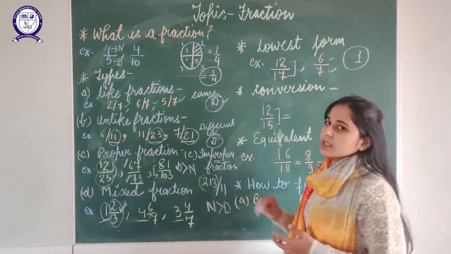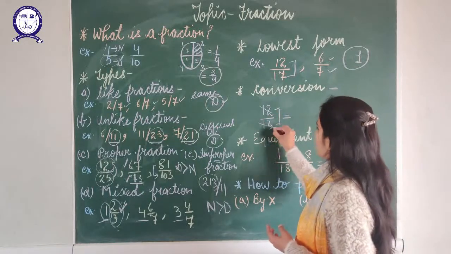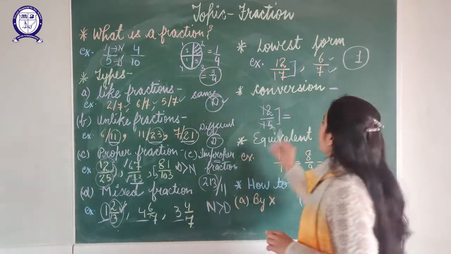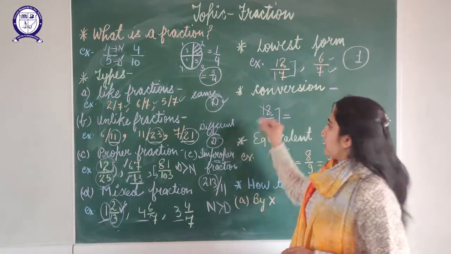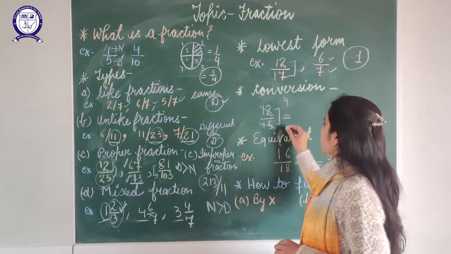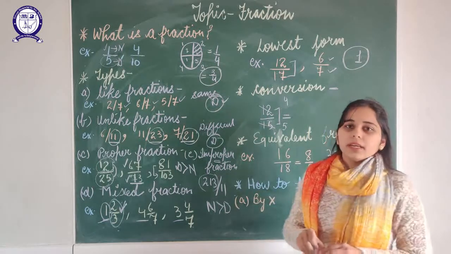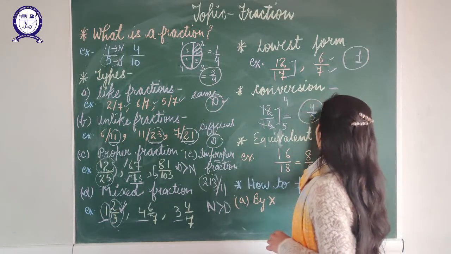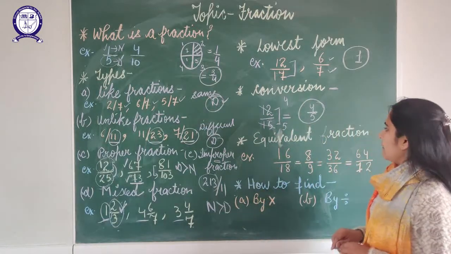So how will we convert? We will divide both the numerator and denominator by the same number, or any same common factor. Both are divisible by 3. I will divide this by 3 to get 4 and I will divide this by 3 to get 5. So now 4 by 5 is the lowest term of 12 by 15.